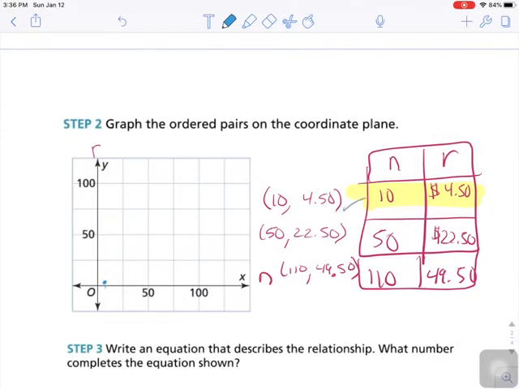Our next one is 50, 2250. So I go over 50 this time and then go up 2250. We know 25 is right at this line, so 2250 is just going to be right underneath it. And then our last one, 110 and 4950. I'm going to go over 110, just a little outside that 100, and then go right underneath that 50 mark to get that 4950. So those are my 3 ordered pairs that I've plotted from my table. Now I'm going to connect the points from 0 and do the best I can to connect these points to make my line.